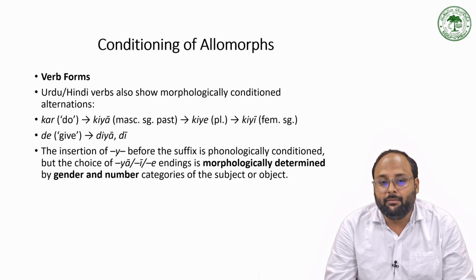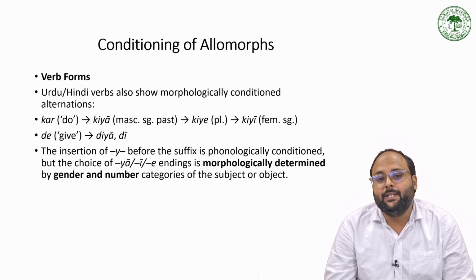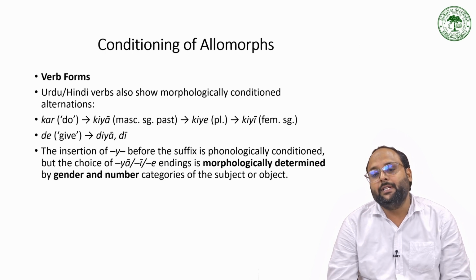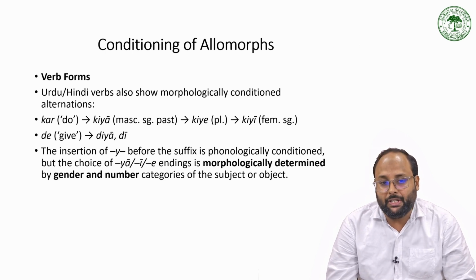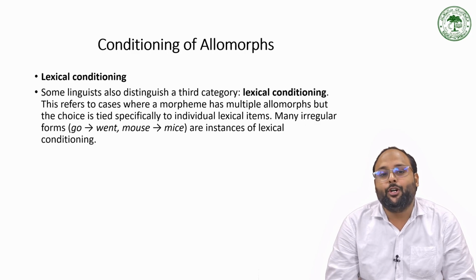So when you have a subject in plural with masculine, we have a different realization. When the subject is singular with the feminine, it has a different realization. So all these changes or variations depend on the morphological condition. So morphological condition means we can say that it depends on the gender, number, and also sometimes tense. Now come to the lexical conditioning.